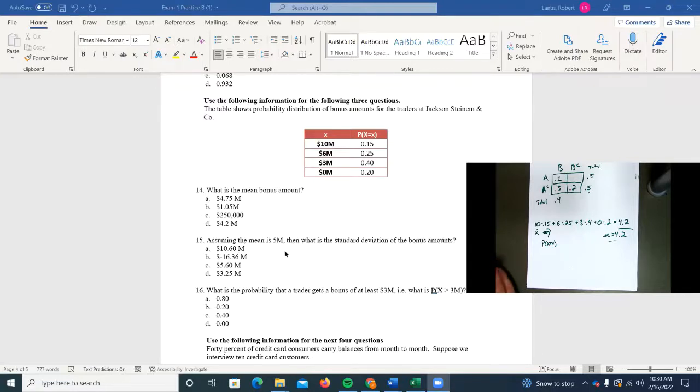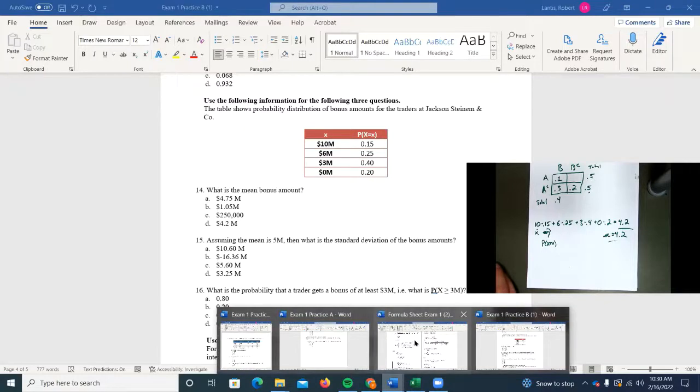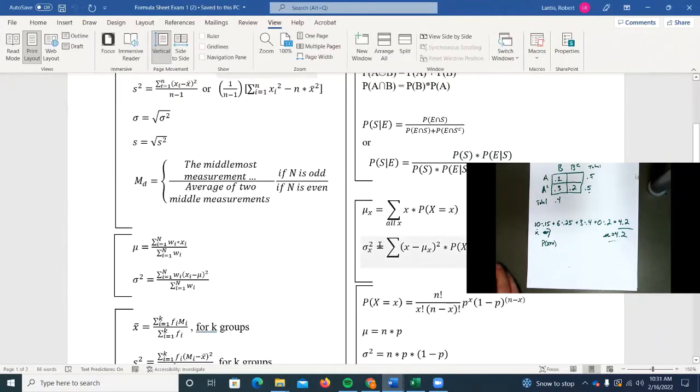Right? And sometimes I'll give you assumed means, also makes the math a little bit easier. Right? I give you a nice integer here. So I've got the mean of 5 million. That's what I should be using to calculate my standard deviation. Now, if I look at my formula sheet, I only have the equation for the variance, but once I find the variance, what's the only other thing I need to do to get the standard deviation?